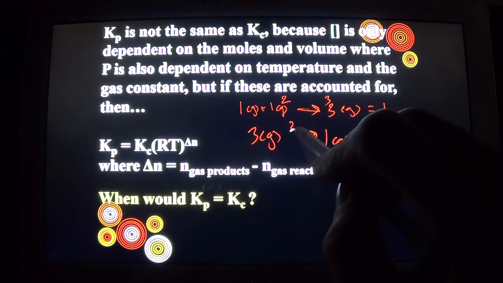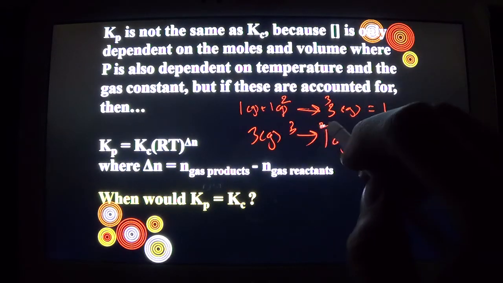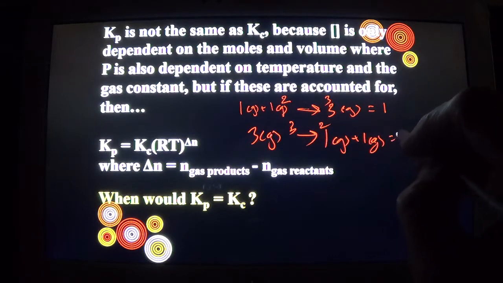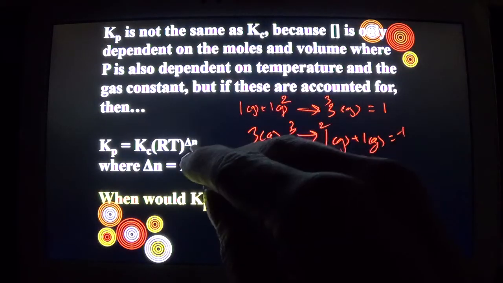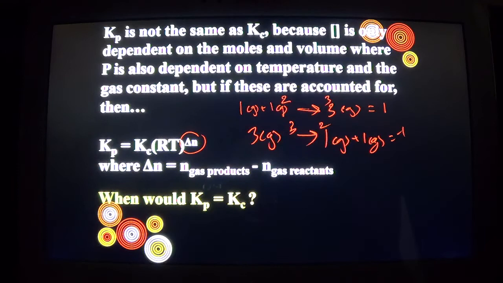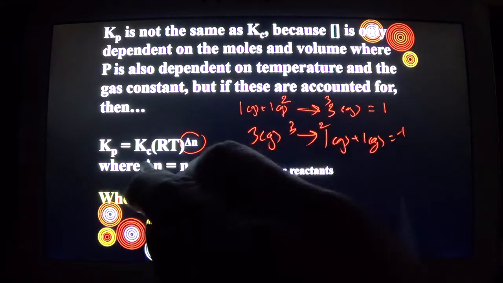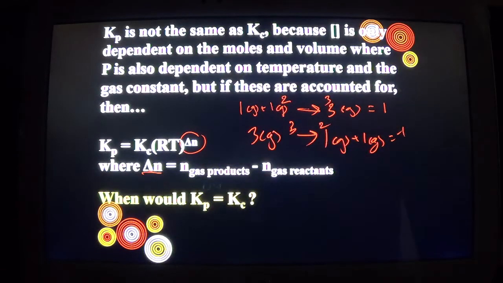Well, that's a change of 2 minus 3. That's a change of negative 1. And yes, we would put a negative 1 exponent in there in that situation. So it's delta N, the change in the total number of moles from reactants to product side, but go products minus reactants. By the way, changes have always been products minus reactants.